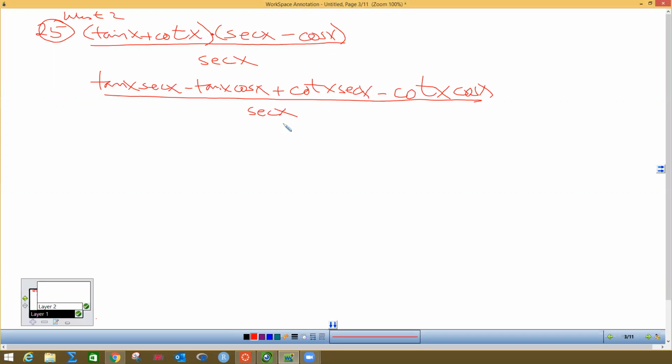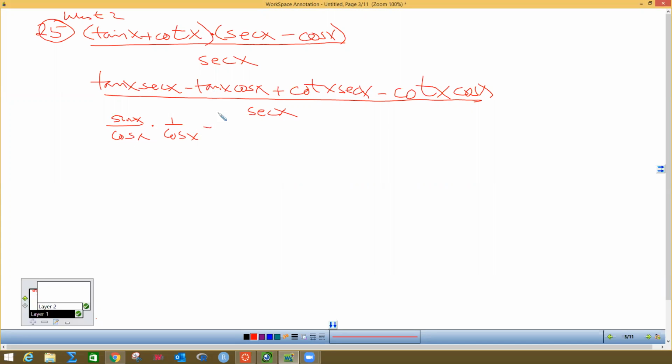Now what I'm going to do is see if I got any like terms, which I do not, so I can't combine any of those. So my next step is I'm going to change everything to sine and cosine. So when I look at this thing right here, tangent is sine x over cosine x, and secant is 1 over cosine x.